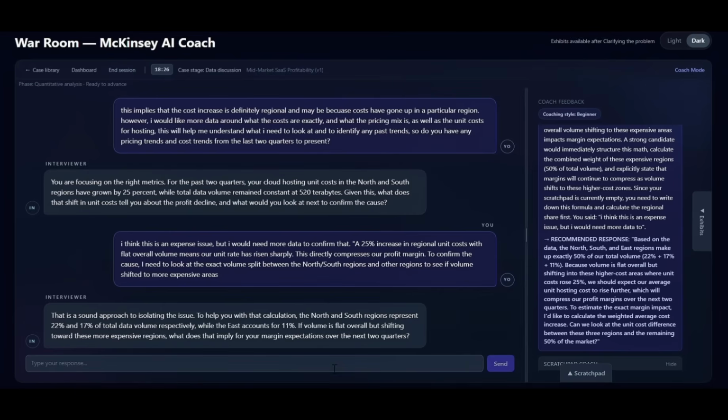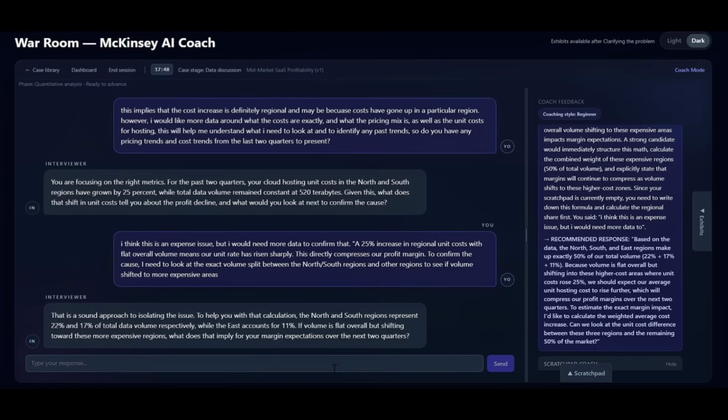Now, our coach tells us that based on the data, North, South, and East regions make up together approximately 50% of total volume. And because our volume is flat, but is shifting into higher cost areas where unit cost rose by 25%, what we really should expect is our average unit hosting cost to rise further in the future, which will definitely decrease our profit margins.